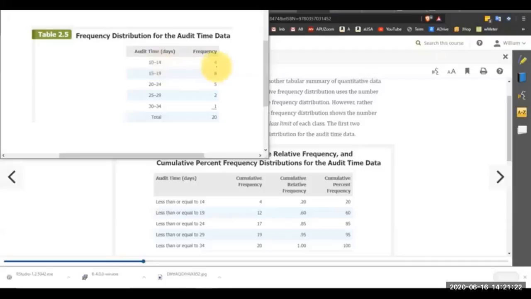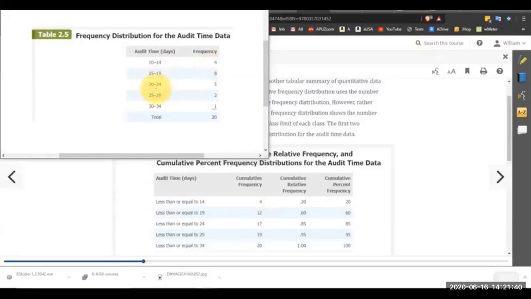Then we can say, how many are less than or equal to 19? We know that between 15 and 19 there were 8. And if we're talking about less than 19, we also have to include the ones that are in here. So that's 8 plus 4. That's where this 12 comes from.